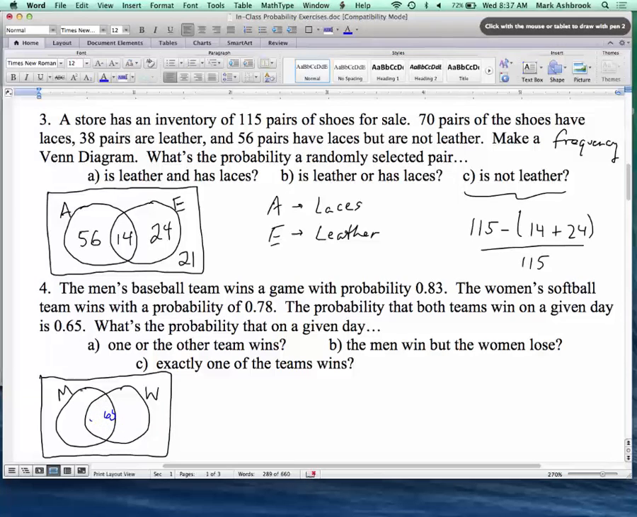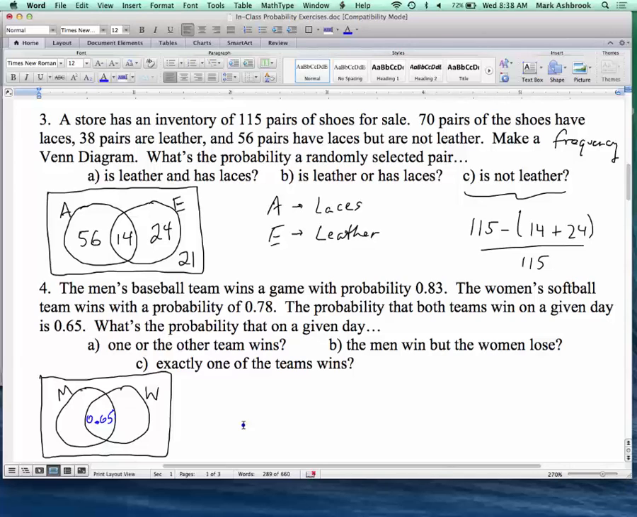I can never get it to fit. I made that thing as big as I could. Okay, so 0.65 goes there.